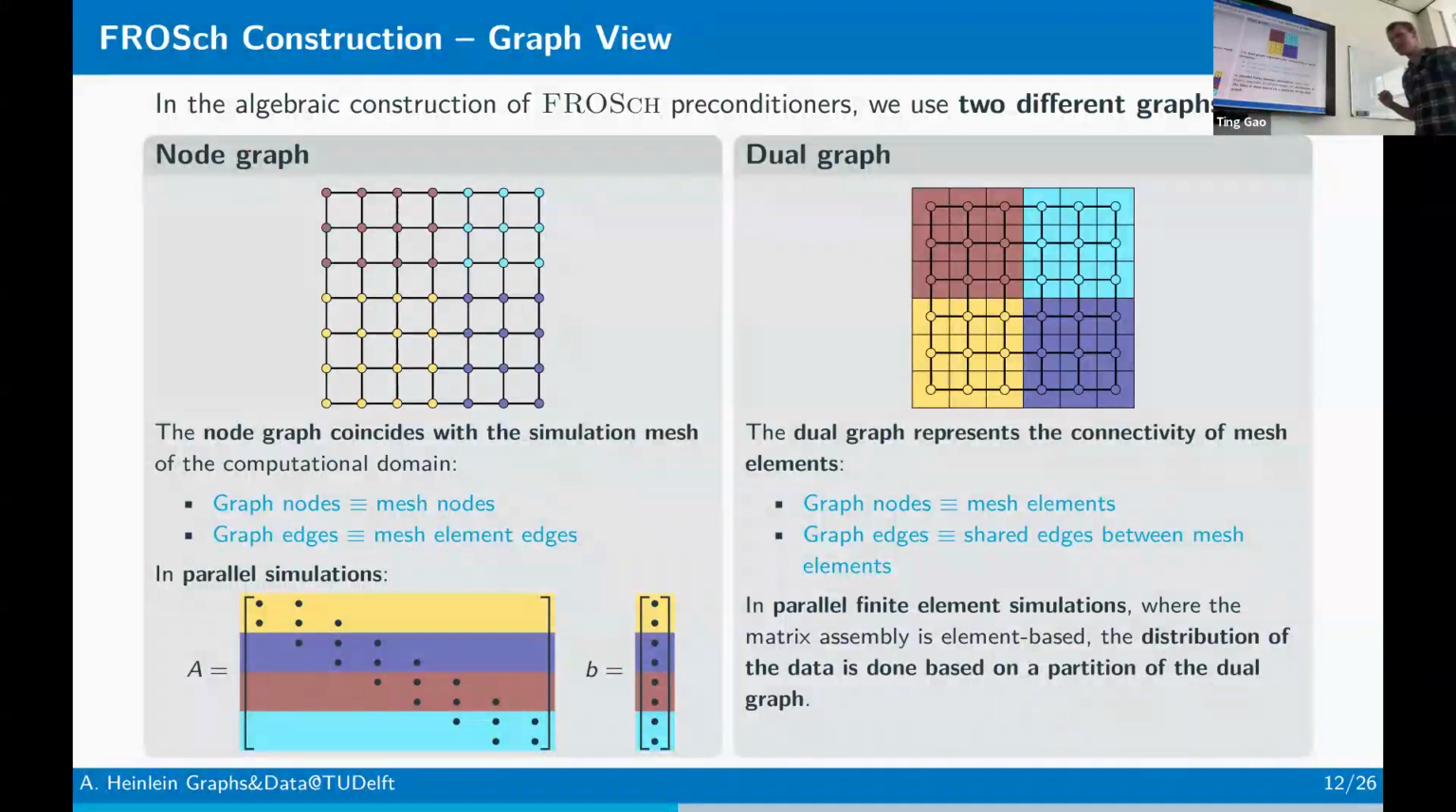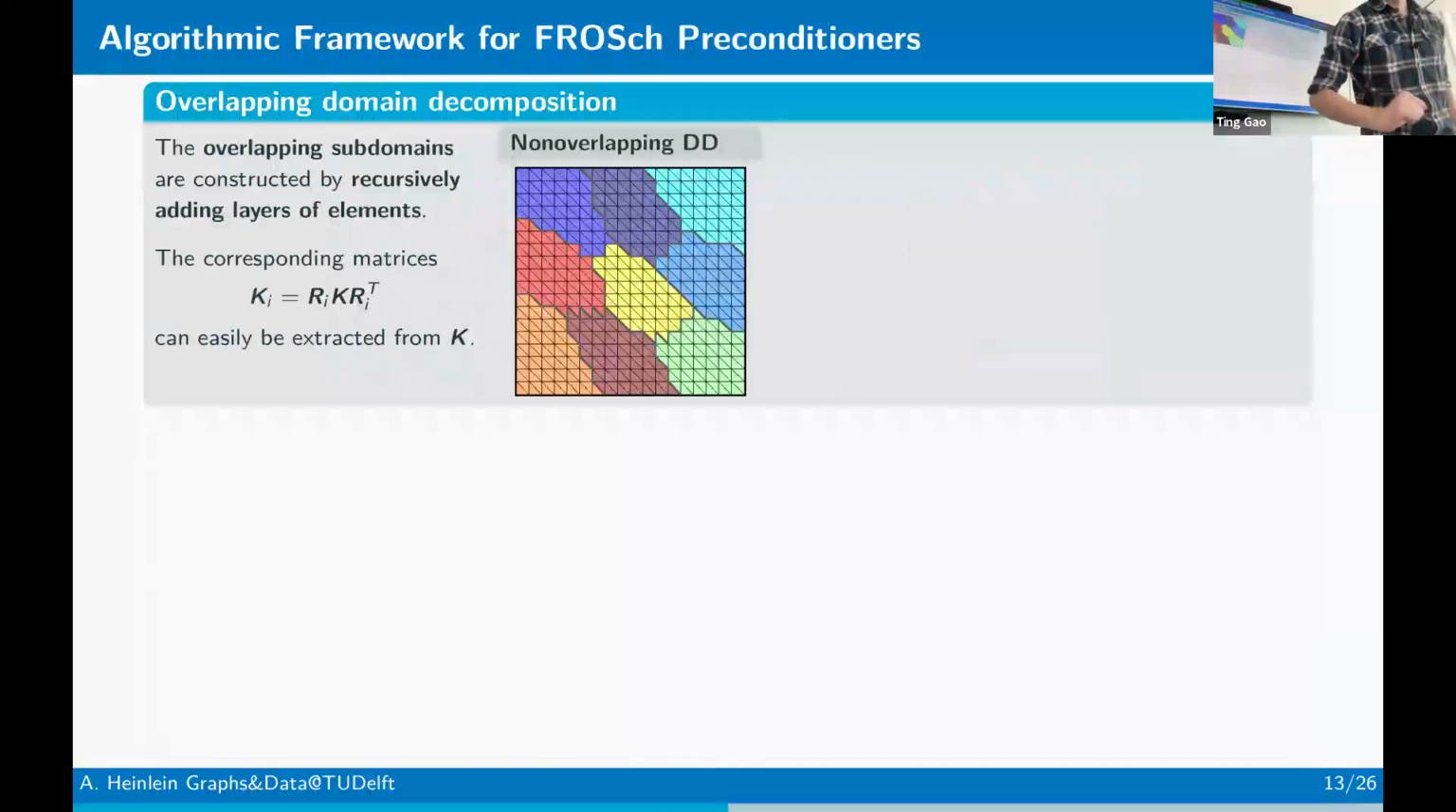So those are the two things which we assume we have, and then we do our algorithm. The two main ingredients in order to design the preconditioner are, one, the overlapping domain decomposition. So let me discuss how we get that.